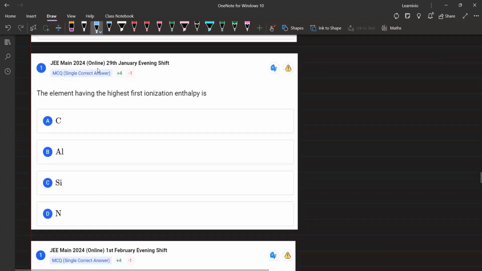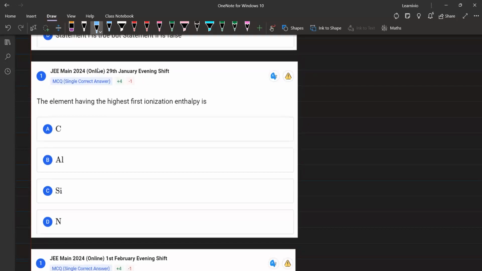Moving on. Which of the elements has the highest first ionization enthalpy? That means they're asking which will have the highest ionization enthalpy here.